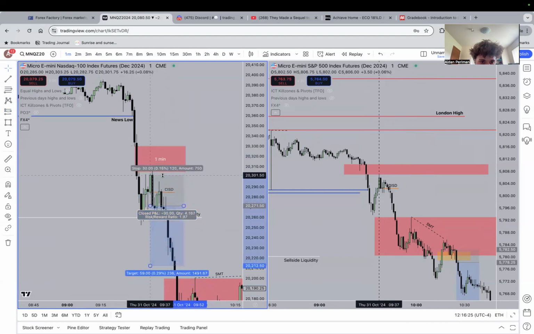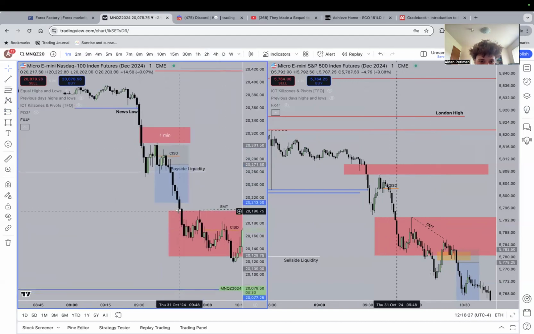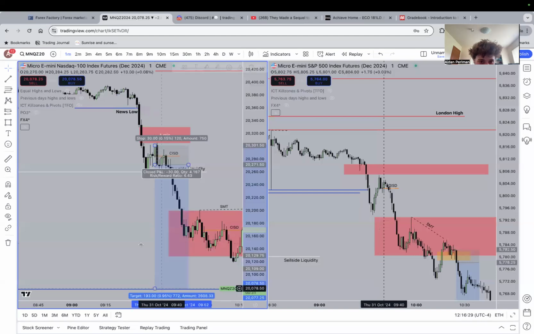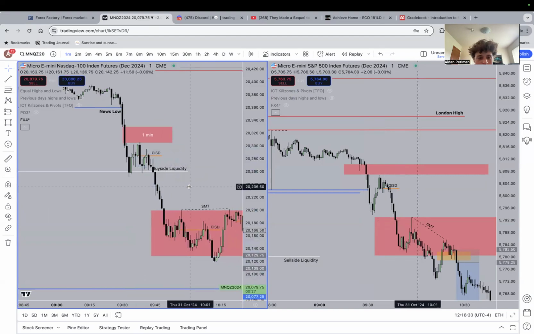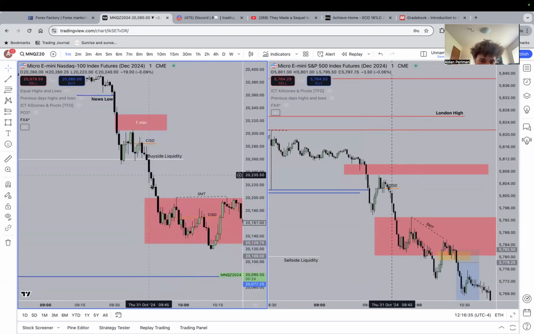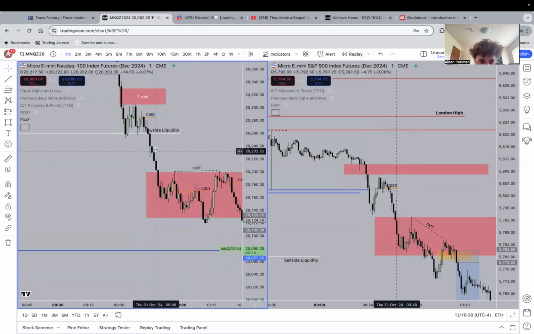Put the entry there, right? Stop right there. A little bigger of a stop. Not anything crazy though. 6.5 R, so that's pretty good. And then we start dumping, right? And now we continue down and displace below this low a decent amount.